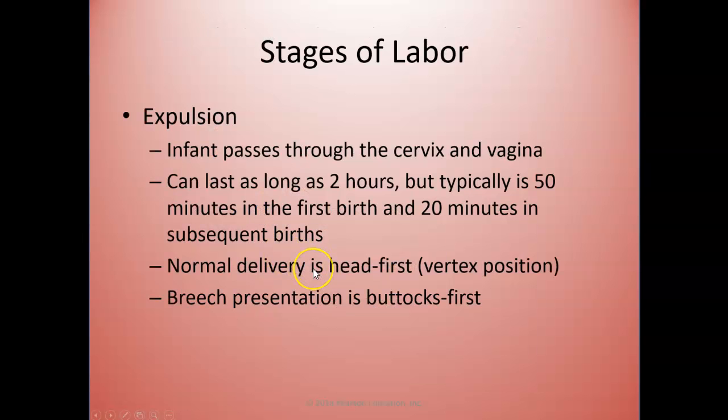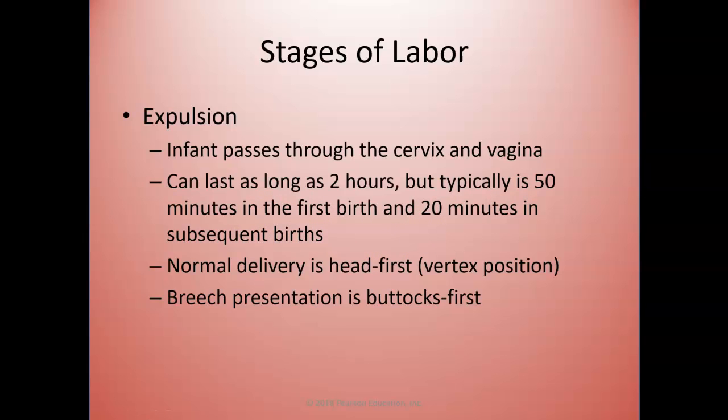So expulsion is the final stage here where we're actually going to pass the infant out through the cervix and the vagina. It can last quite a while, 2 hours. 50 minutes is kind of more average on there. On the first birth, 20 minutes on subsequent birth.